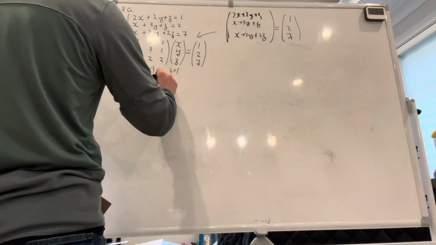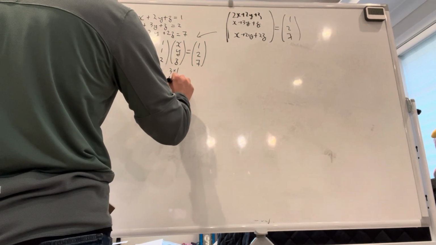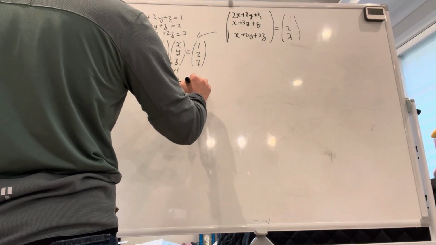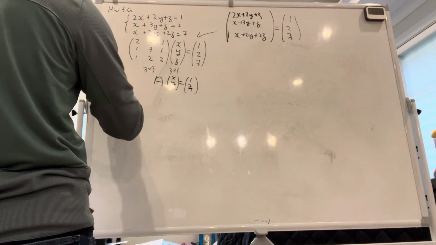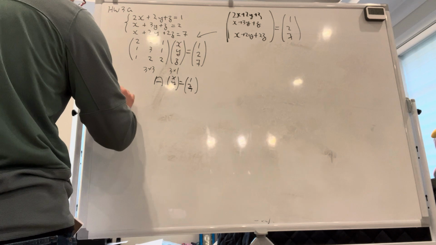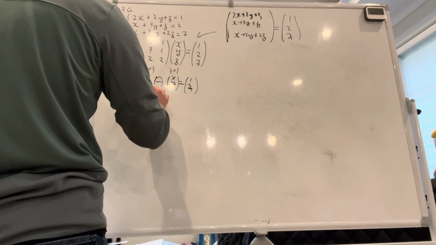So let's call this A, times X, Y, Z is equal to 1, 2, 7. So let's find A inverse. What are the 7 steps? Sorry, 4 steps, not 7 steps. Step 1, determinant. Let's find the determinant of A.